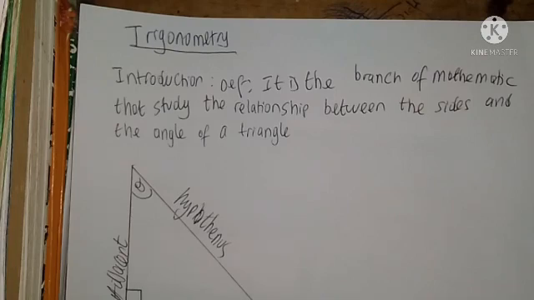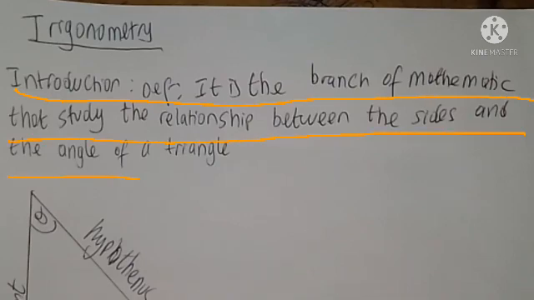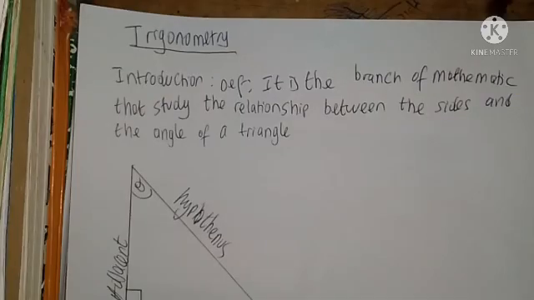To begin with, first of all, what is trigonometry? As you can see on the screen, trigonometry is defined as the branch of mathematics that studies the relationship between the sides and the angles of a triangle. From the name trigonometry, it's obvious that we're talking about triangles. Now, what are the 6 trigonometric functions?